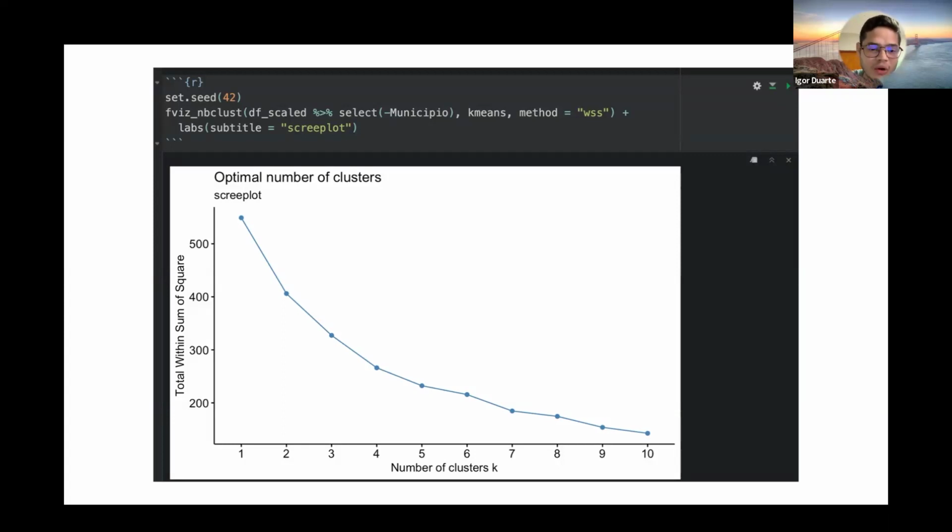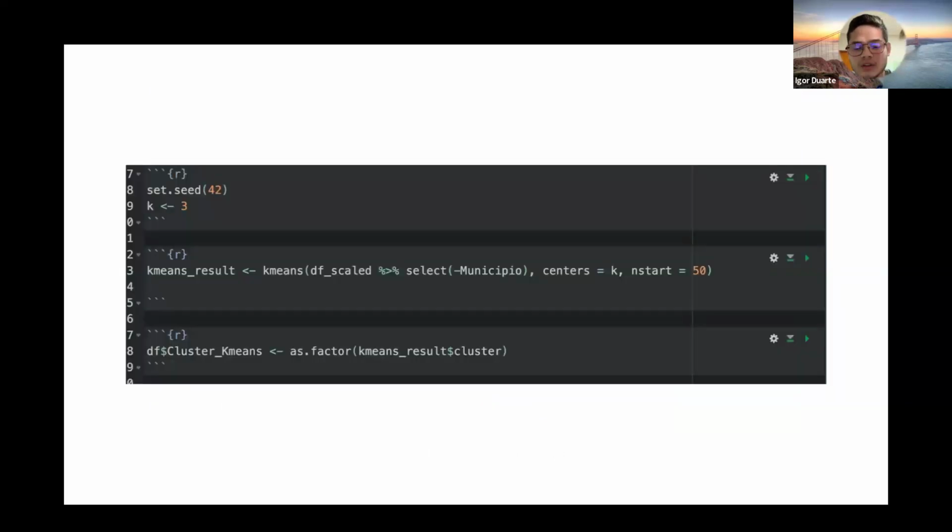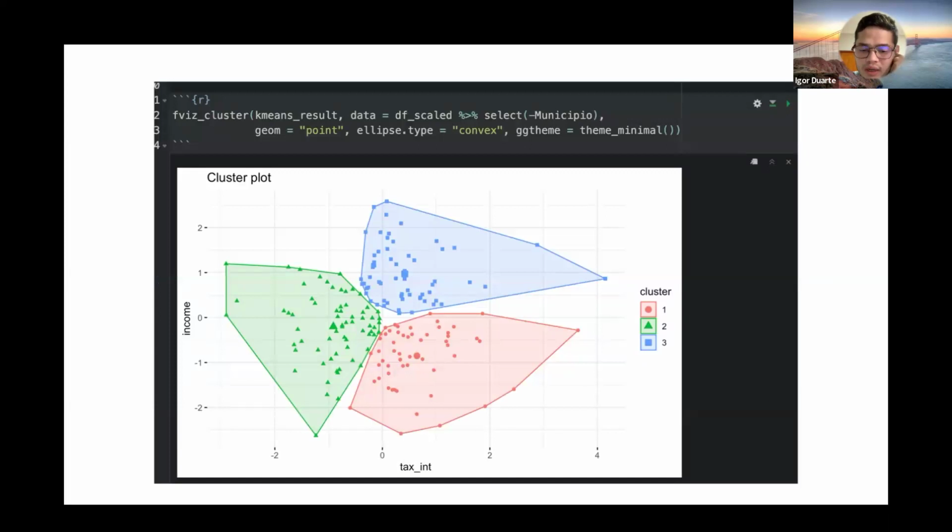So after defining the number of clusters, as you can see here, maybe 3 is a good number. Now I configure the algorithm by specifying the number of clusters and the number of times I want it to be executed to identify the best possible convergence. So here I define 3 as the number of clusters, and I start with 50 iterations. Next I use the fviz function to check the cluster plot, and this line of code created a visualization of the clusters formed by the k-means analysis.